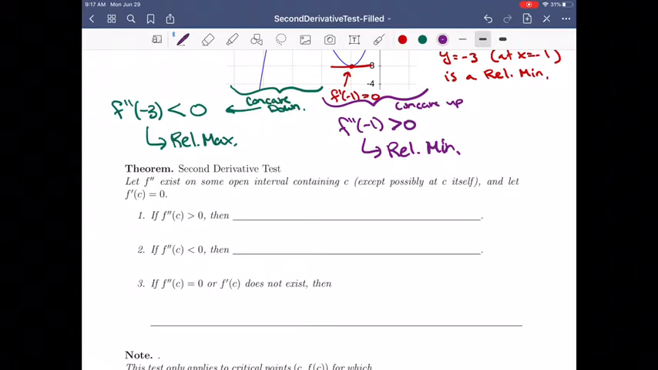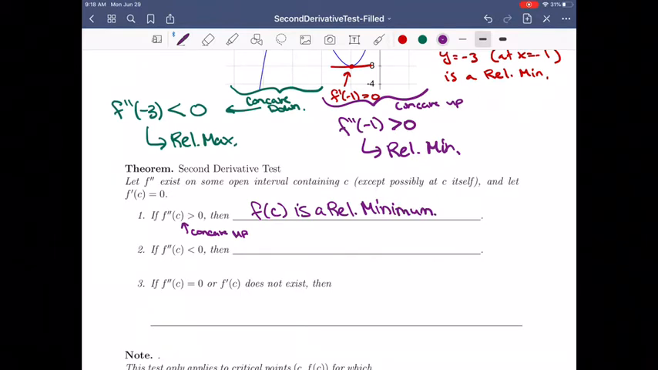So here's the statement. Let f be twice differentiable, so the second derivative exists on some open interval containing the point c, except maybe at c itself, and the first derivative at c is 0. Then if f double prime at c is bigger than 0, so that means that it's concave up there, then we say that the y value at c is a relative minimum for the graph.